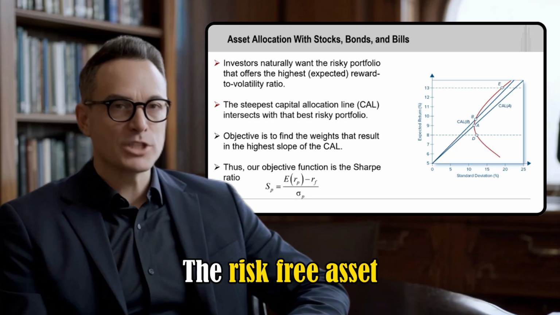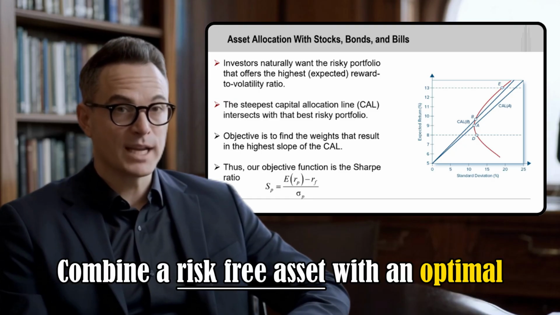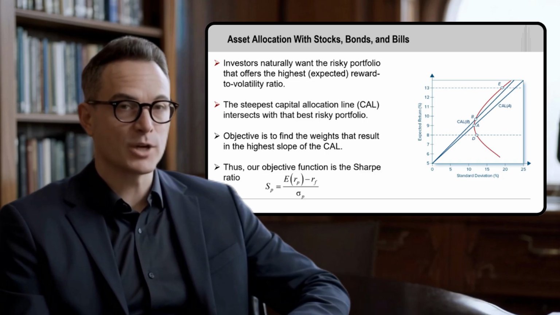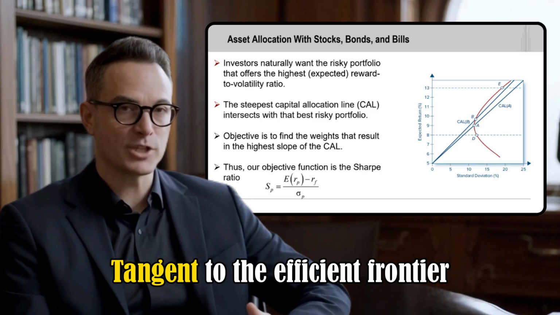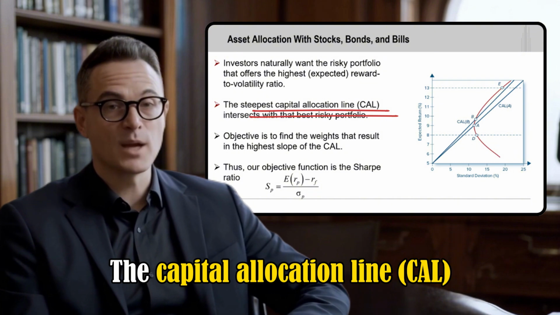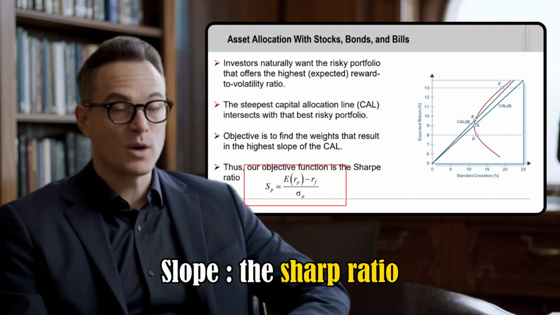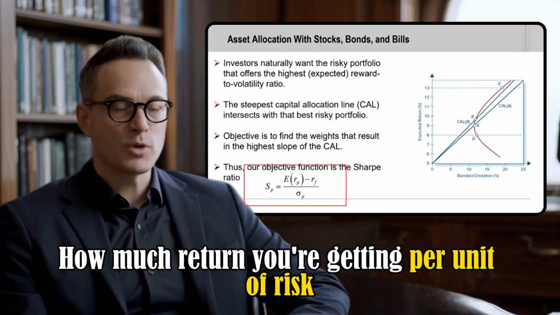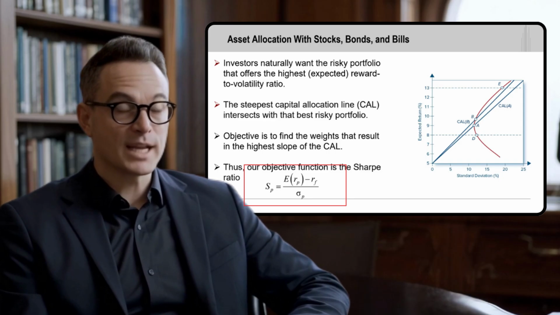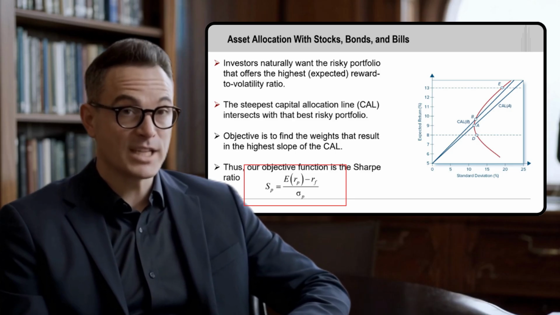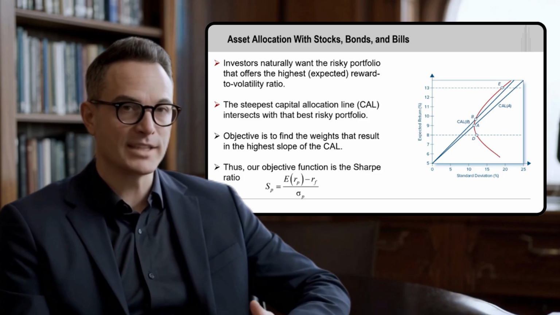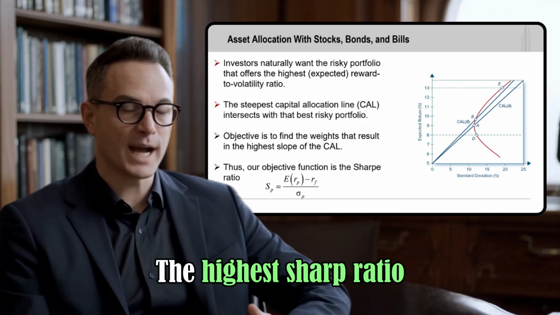Let's now reintroduce the risk-free asset. What happens when you combine a risk-free asset with an optimal risky portfolio? You get a straight line starting from the risk-free rate, tangent to the efficient frontier. This line is called the capital allocation line, CAL. Its slope tells you the Sharpe ratio, how much return you're getting per unit of risk. Mathematically, expected portfolio return minus the risk-free rate, divided by the portfolio standard deviation. The point of tangency between the CAL and the efficient frontier is the tangency portfolio, the one with the highest Sharpe ratio.